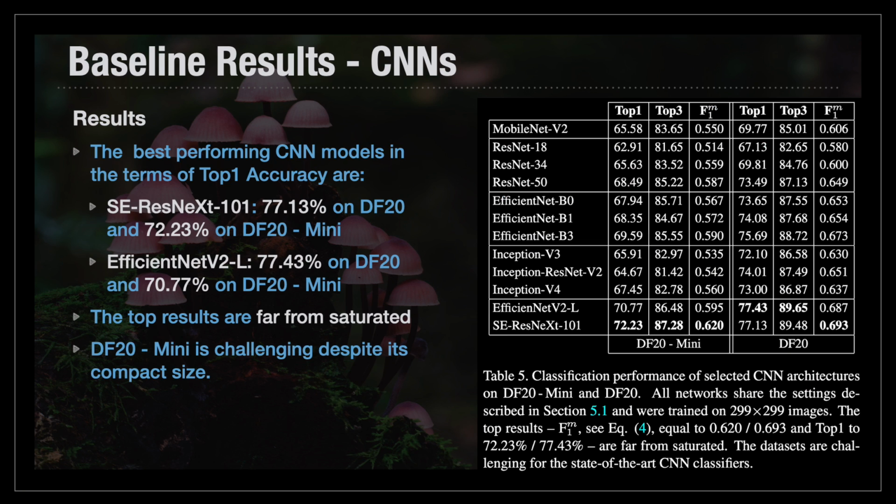The best performing CNN in terms of top 1 accuracy was the SE-ResNeXt-101 with an accuracy of 77%, thus showing that the top results on DF20 are far from being saturated for current state-of-the-art architectures.